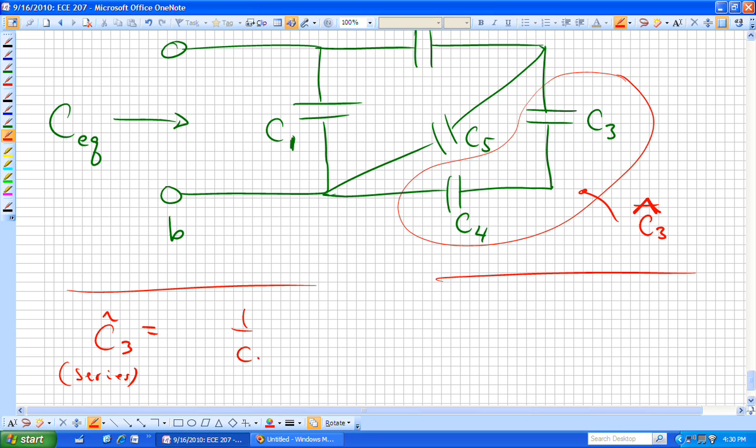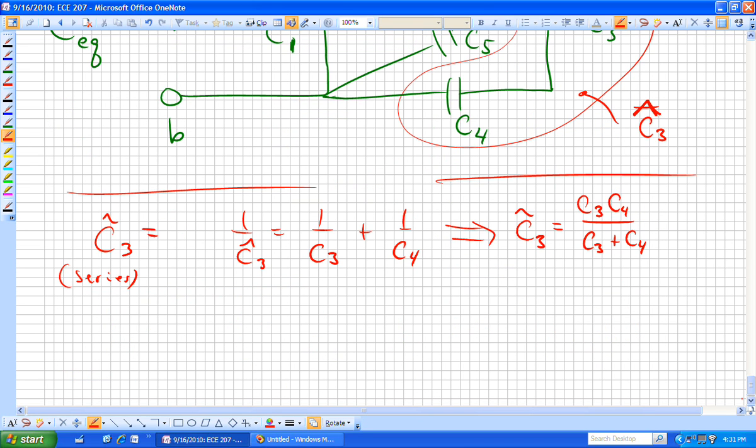1 over C sub 3 hat is equal to 1 over C3 plus 1 over C4. Is that correct? Or I could have said C sub 3 hat is now C sub 3, C sub 4 over C sub 3 plus C sub 4, similarly to how resistors combine in parallel. I'm going to avoid the ugliness, and so I'm just going to call that mess C sub 3 hat. And if I need it, I'll just plug in those numbers.